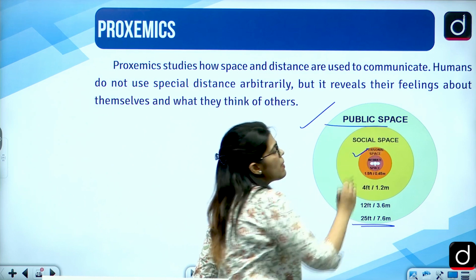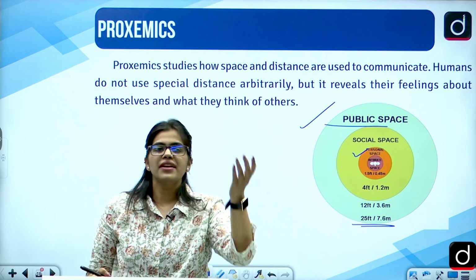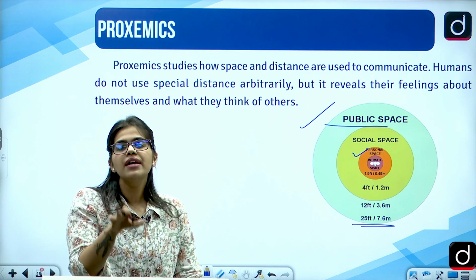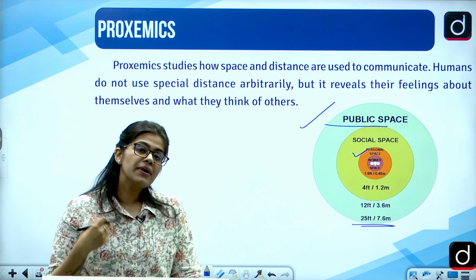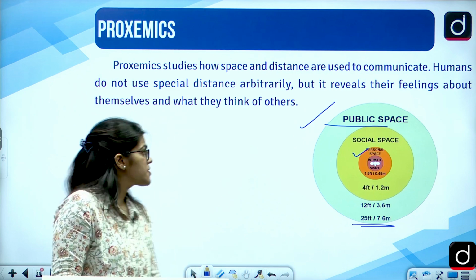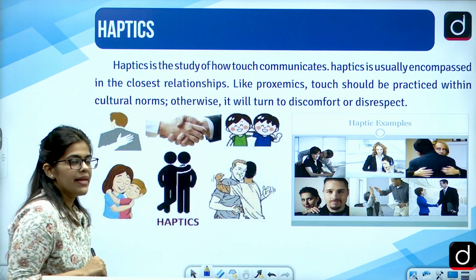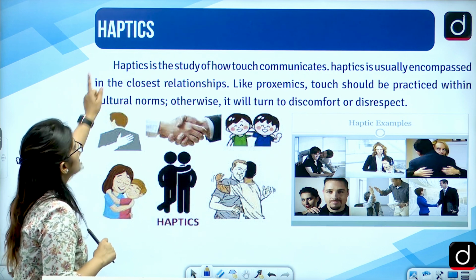And then you have the public space, that is the space where you are delivering a speech, so the distance you have between the audience becomes the social space, the public space. Then comes the haptics. So haptics is the study of touch.